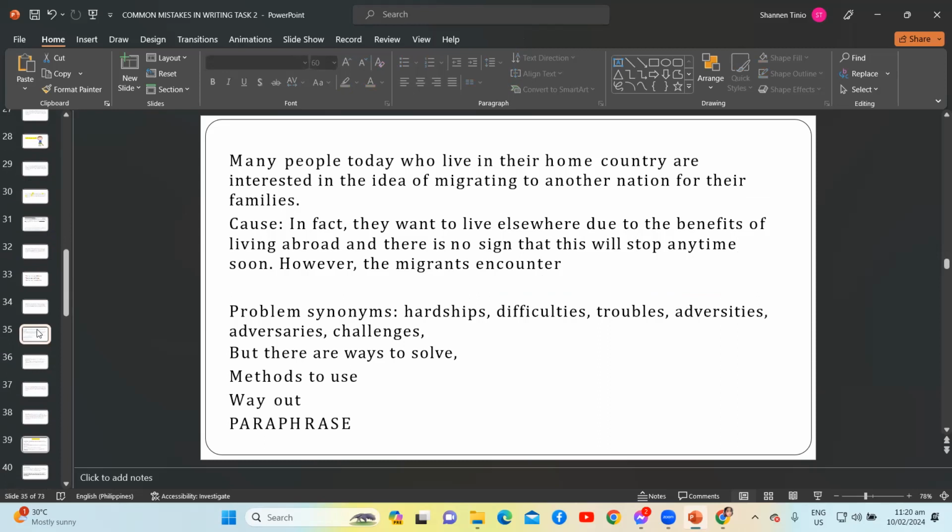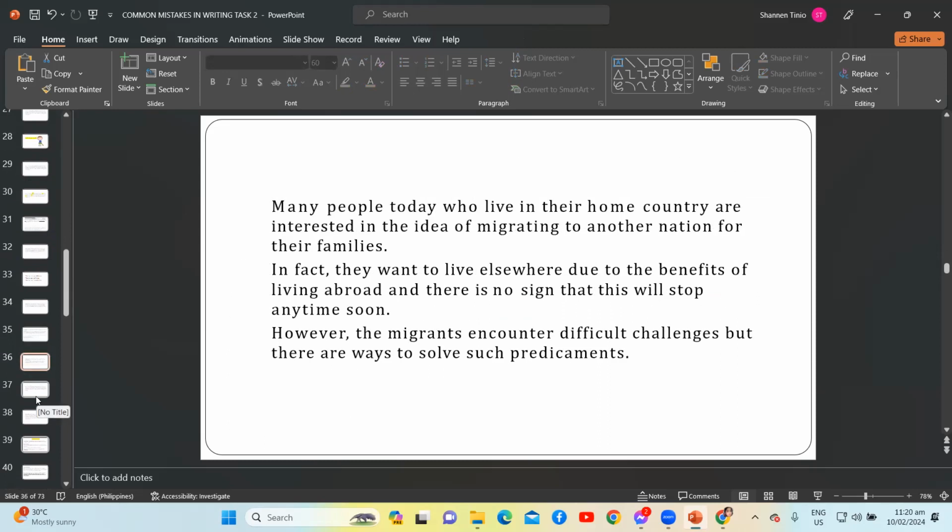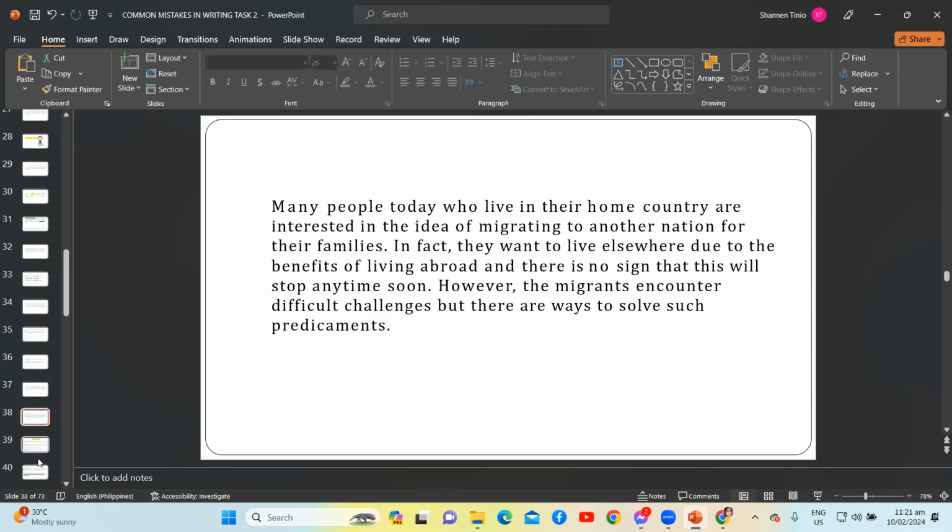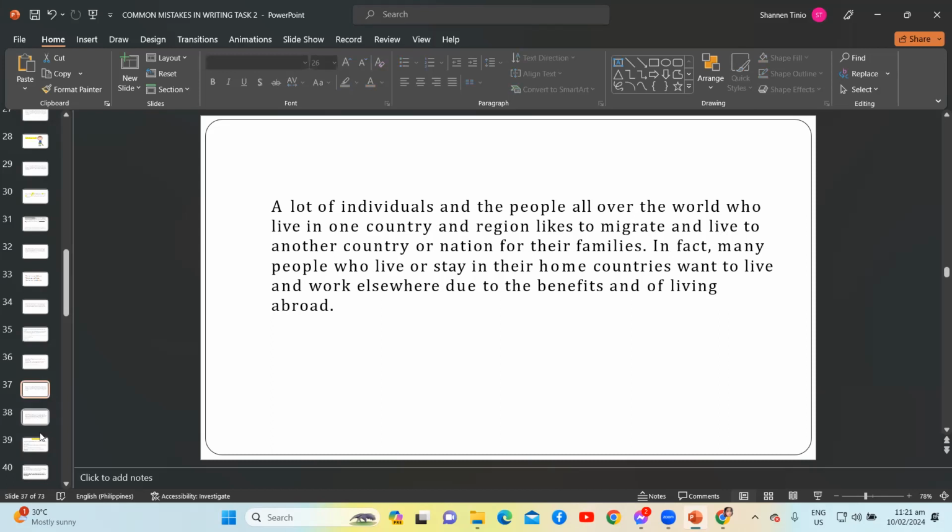Ito ang best answer. Many people today who live in their home country are interested in the idea of migrating to another nation for their families. In fact, they want to live elsewhere due to the benefits of living abroad, and there is no sign that this will stop anytime soon. However, the migrants encounter difficult challenges, but there are ways to solve such predicaments. May mga challenges daw na na-encounter ang mga napepetisyon sa abroad. Okay? So, ito yung introduction niya.